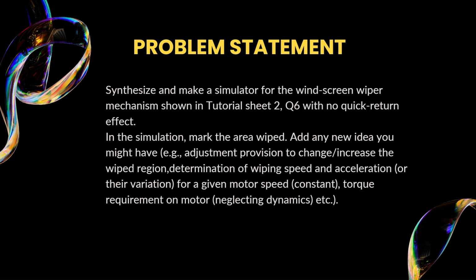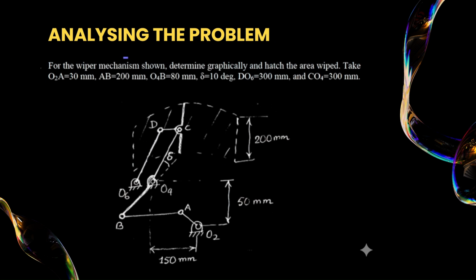So let's start with the problem statement. We were given the problem to synthesize and make a simulator for the windscreen wiper mechanism shown in tutorial sheet 2 question 6 along with no quick return effect, and in the simulation we have to mark the wiped area and add any new area which we might have. So this was the question in tutorial 2 question 6. We can see a wiper mechanism and we have the dimensions and angles given for the same.